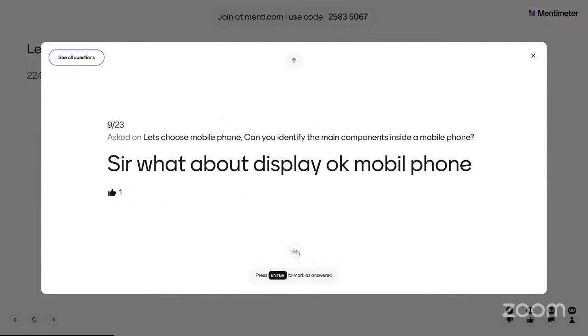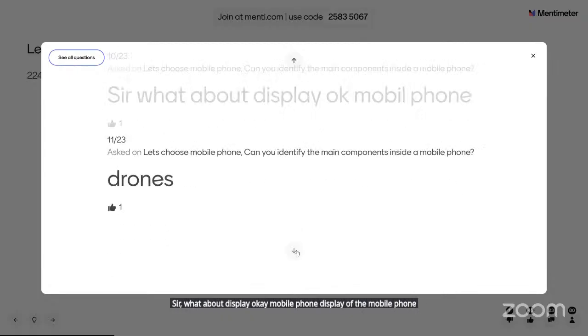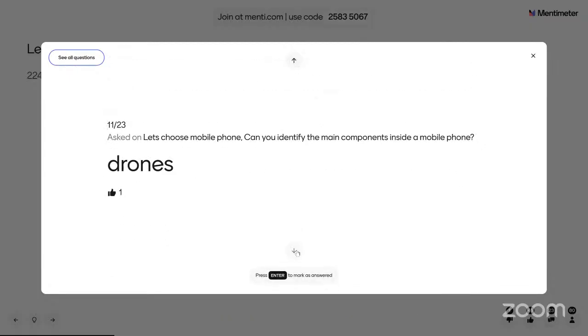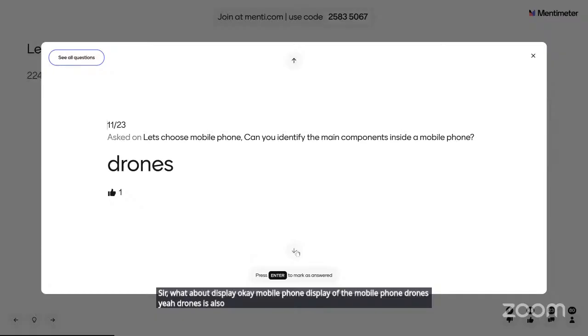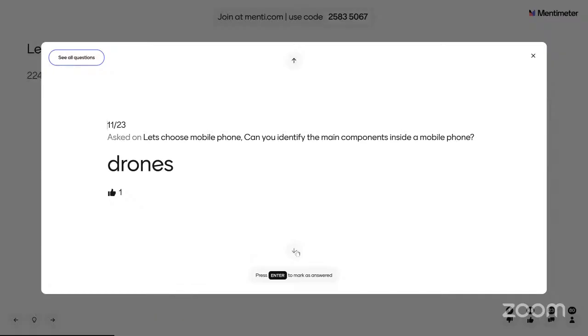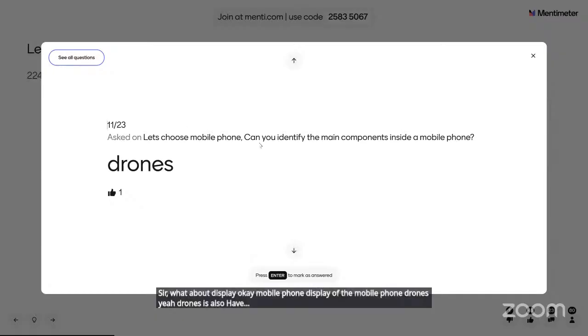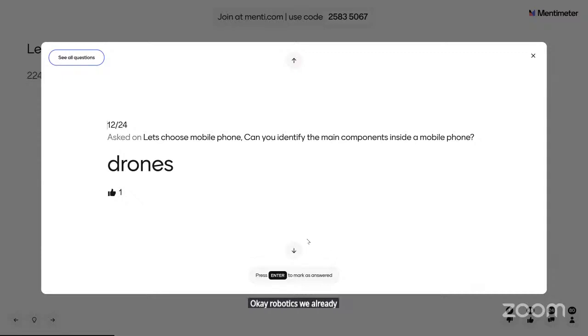Sir, what about display? Okay, mobile phone. Display of the mobile phone. Drones, yeah, drones is also have. Okay, drones. Can you identify? On this question, how can you say that it is a drone? Drone we can use that is an electronic system. Okay, robotics we already cover in the robotics. It is a drone part.